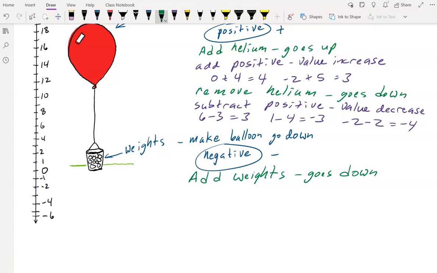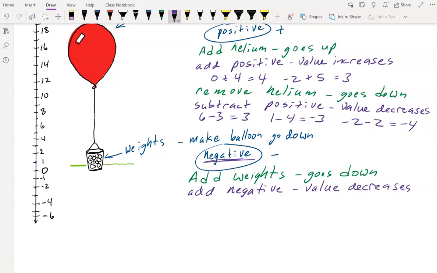Now remember, weights represent negative integers. So that means that when we add negative numbers, the value goes down, or the value decreases. That means it's going to travel farther down the number line. Decreases.